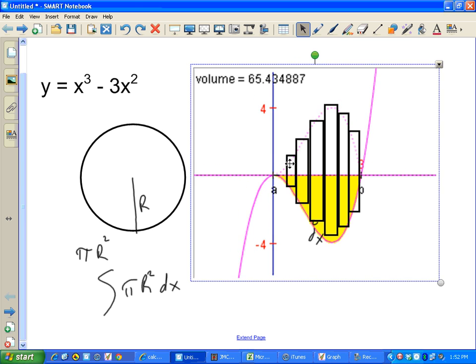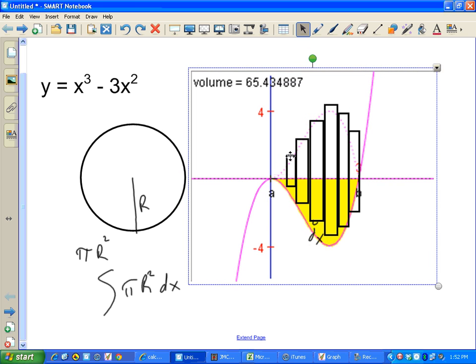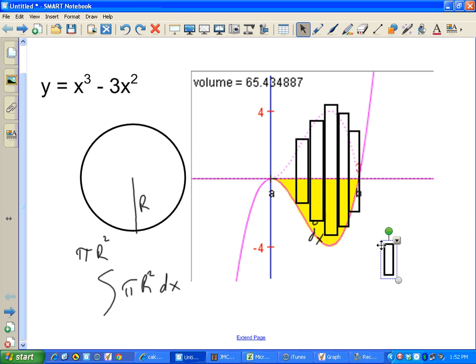Each one of these disks is going to have its own volume, and it's going to be the area of the circle times the width of the circle. So that's basically what the integral is. This is our formula to find this.